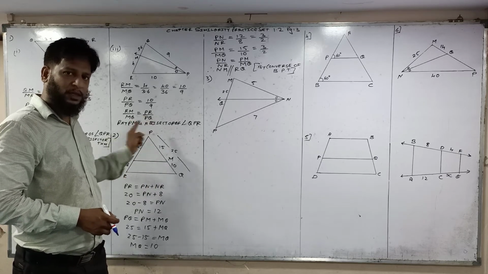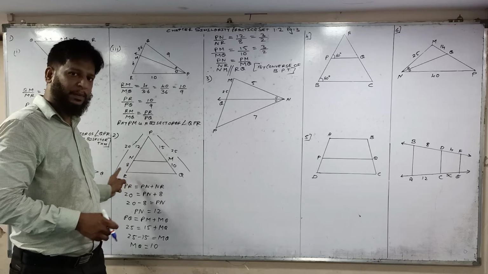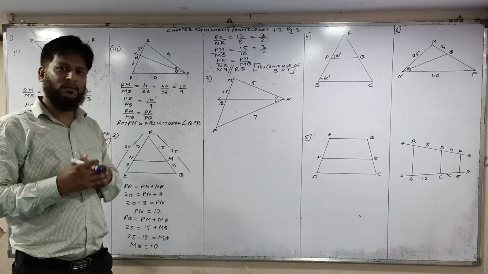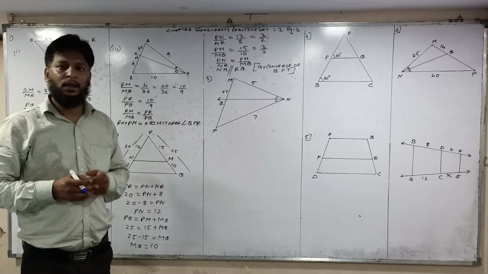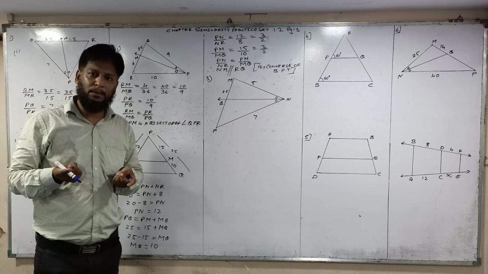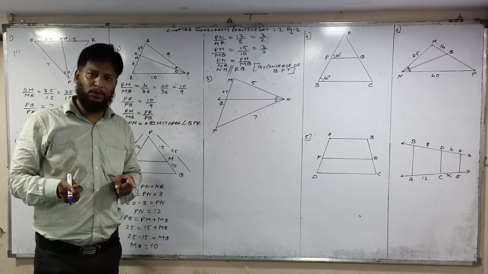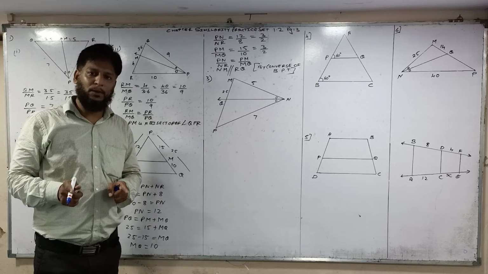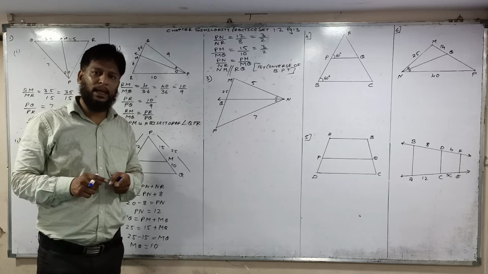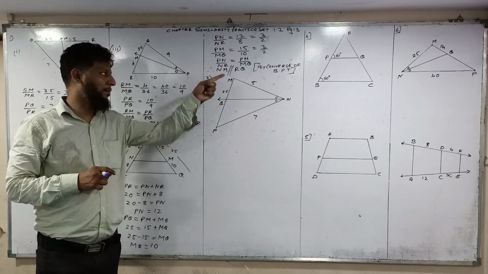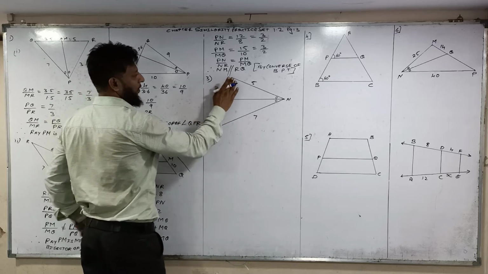And if the proportions are equal, then this line will be parallel to this line, that is the converse of basic proportionality theorem. When lines are parallel, we get the proportion, that is basic proportionality theorem. And when the proportion is given, we get the parallel lines, that is the converse of basic proportionality theorem. Okay.